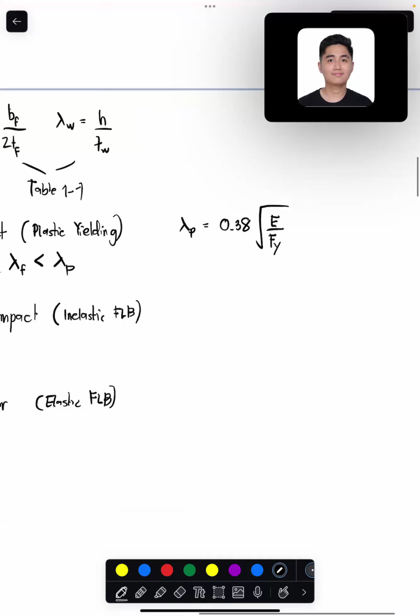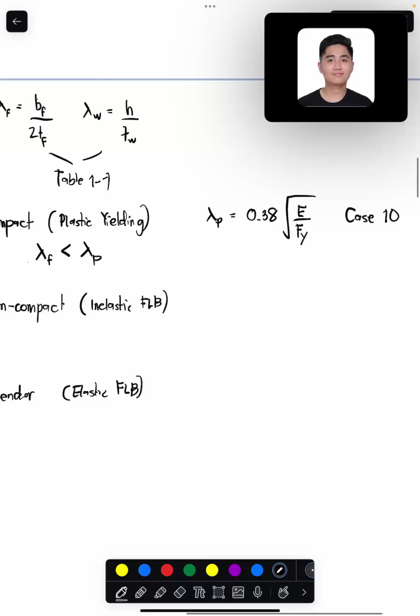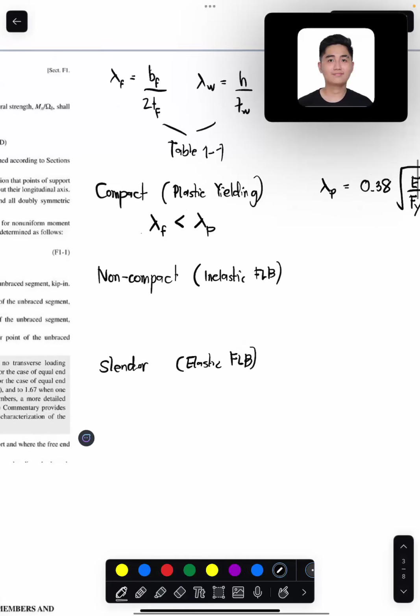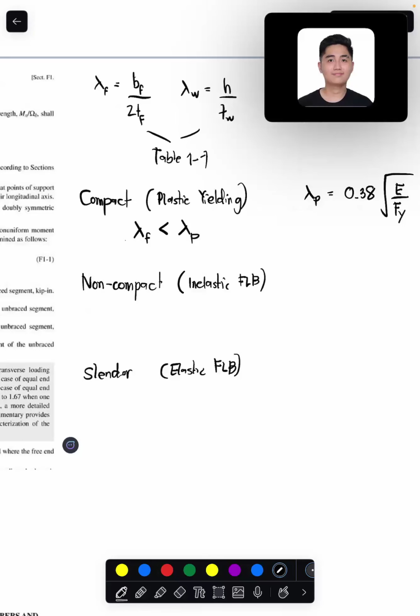So, this is very particular. This is case 10. Tandaan natin. Case 10 ito. Case 11, mag-iiba ng konti. Tapos, meron kang non-compact na section. So, ang mangyayari kapag non-compact na section, yung width to thickness ratio ng flange mo is greater than the limiting width to thickness ratio for compact sections, but it is still less than the limiting width to thickness ratio ng slender na cross section.